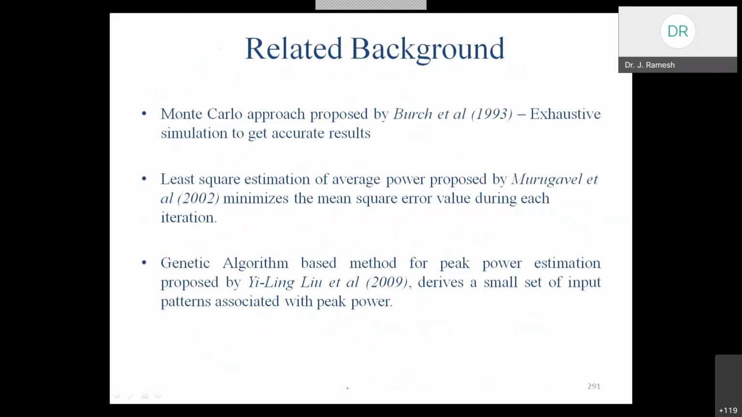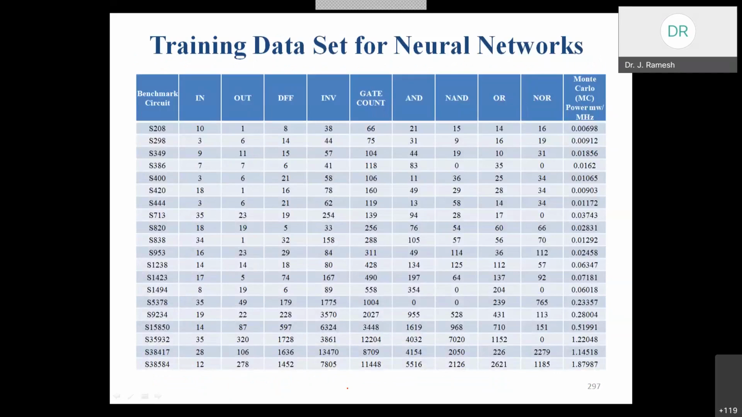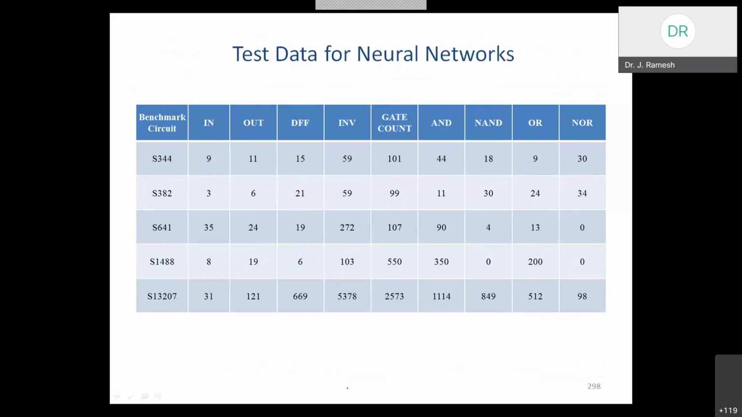One is the back propagation neural network, another one is the radial basis function neural network, and we have taken the benchmark circuit details, with attributes such as the number of inputs, number of outputs, number of feedback blocks, number of inverters, gate count, and the number of AND gates, OR gates, and NOR gates. Using these attributes, we trained the neural networks, and then tested them. After testing, we did the regression analysis also.